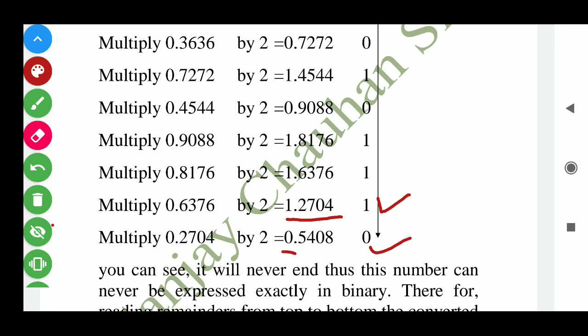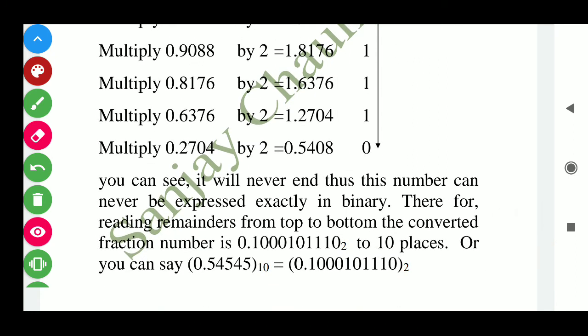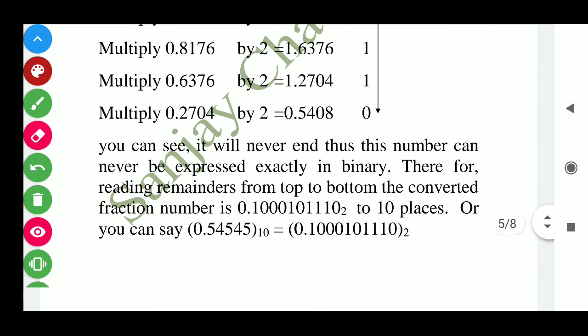Okay, you can see that it will never end, thus this number can never be expressed exactly in binary. Therefore, reading remainders from top to bottom, the converted fraction number is 0.1000101110 base 2 to 10 places. Or you can say 0.54545 base 10 is equal to 0.1000101110 base 2. So this is the way to convert it.